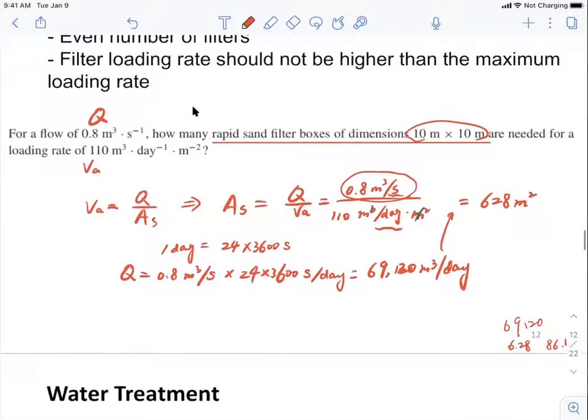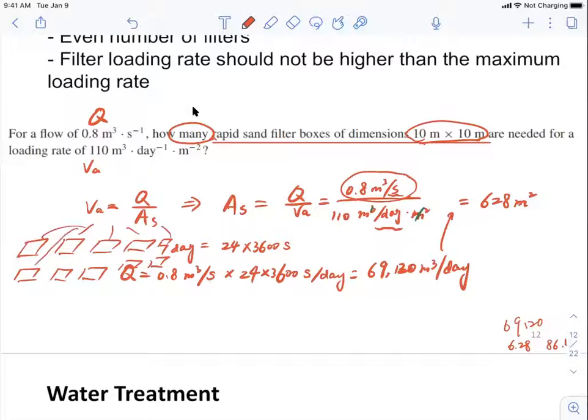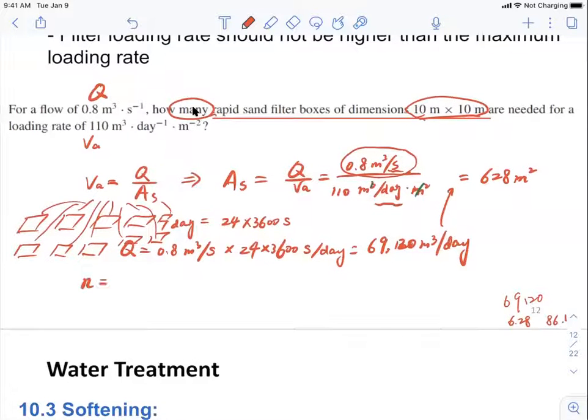It's asking how many of these sand filters we need if each of them has a 10 by 10 dimension, right? What people will do is separate these sand filters into different regions. We have 10 of them, so each of them is going to process some fraction of the water. To calculate the number, we just need to divide this AS by the area of each sand filter box, that's 10 by 10 meters squared.